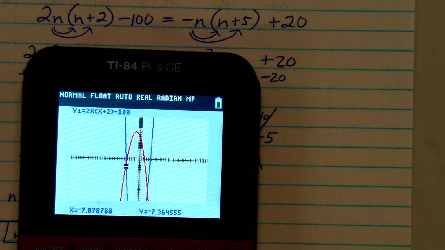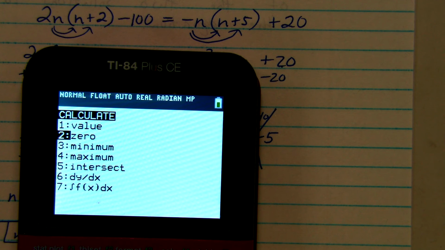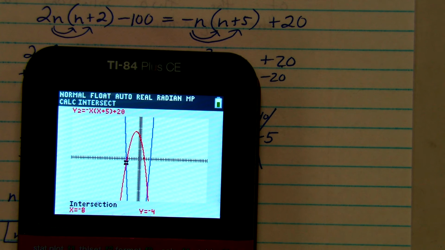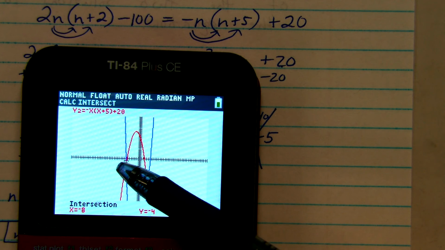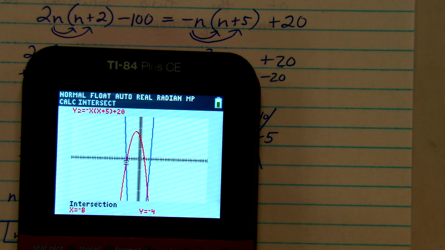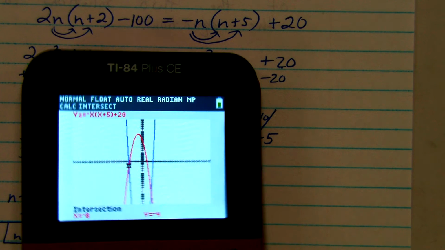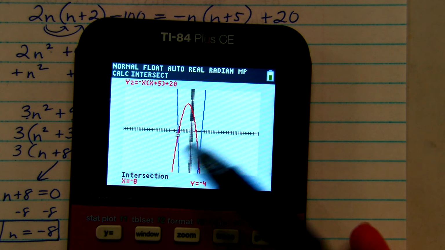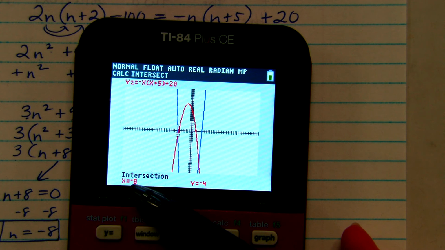Or the other thing we could do is we could use the calculate feature, which is above your trace key. If you hit second and the trace key, you can actually tell it to find where the graphs intersect. And so for first curve, I hit enter, second curve, enter, guess, enter, and that's going to give us this point over here, -8, -4. And so -8 is the x that we're looking for. We don't really care about that y value, so -8 is one of our solutions.